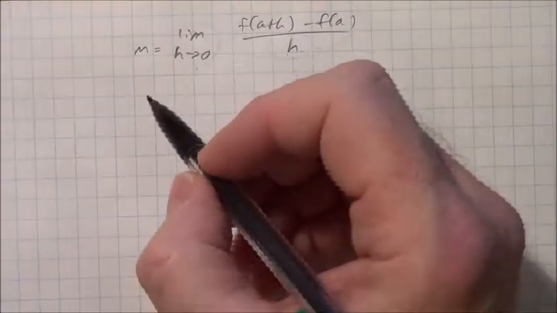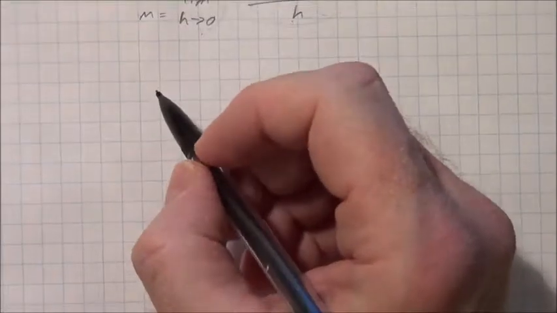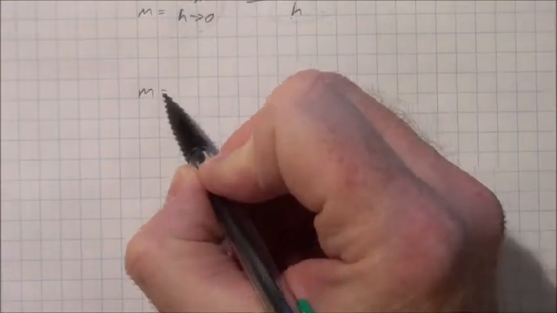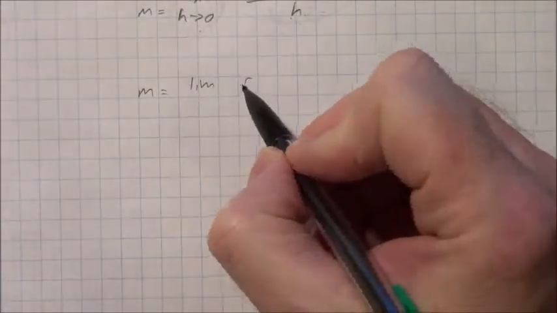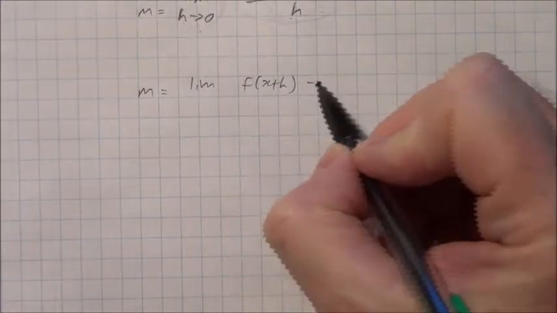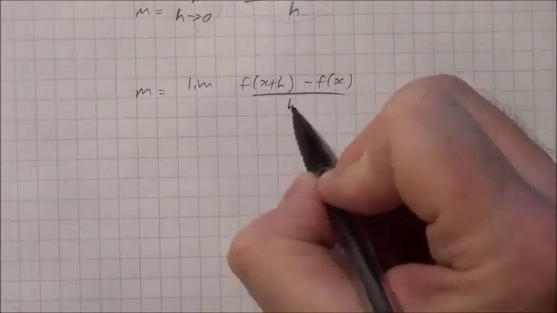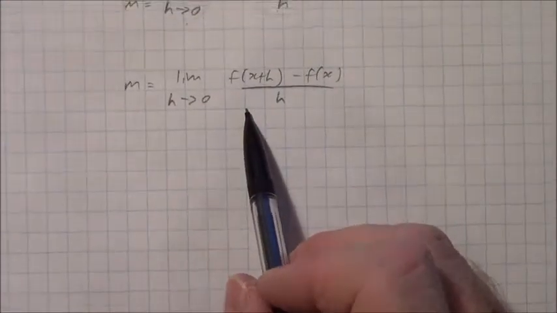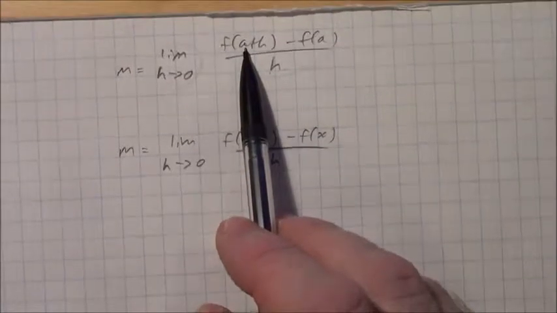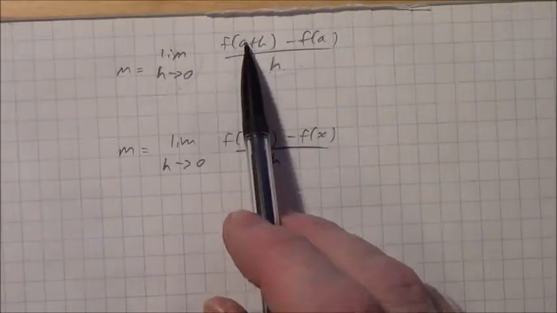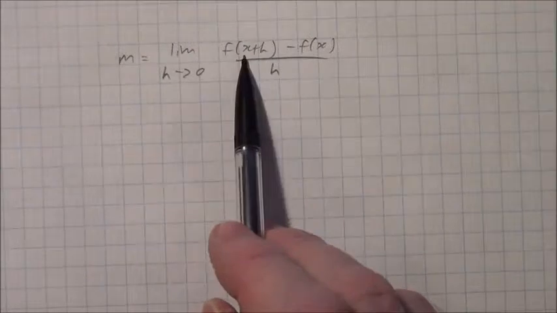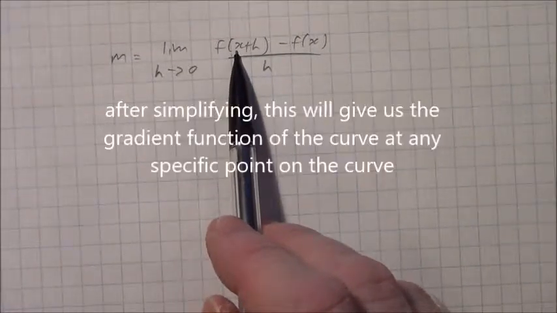So if we then say, okay, what's the gradient of the tangent at any general point on the curve? Well, it's simply the limit of f of x plus h minus f of x all over h as h approaches 0. So it's the same sort of thing as this other formula up here, but in this case x was a specific value of a that we already knew, whereas in this case x is just some general x value on the curve.